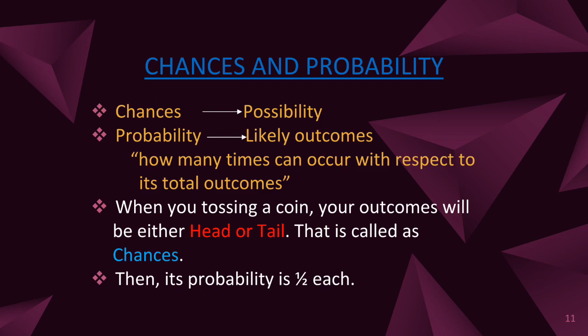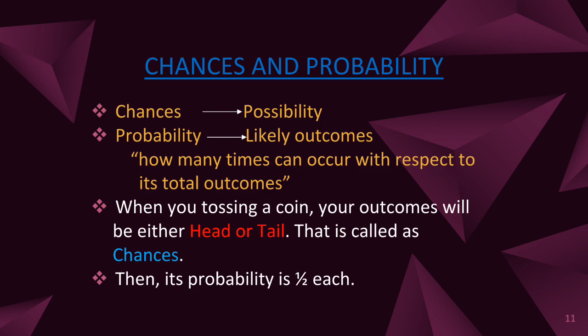Next, probability. How many times it will come in an event. I repeat, chances means possibility of happening. Probability, how many times it is possible. How many times can occur with respect to its total outcome. Chances means possibility. Probability means how many times it can occur in an event.